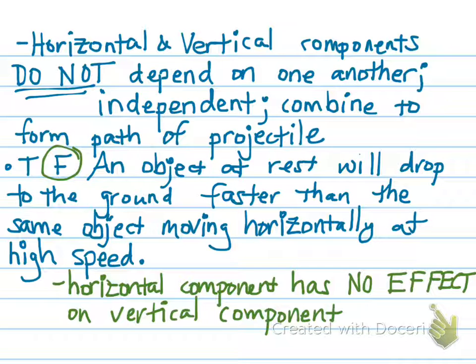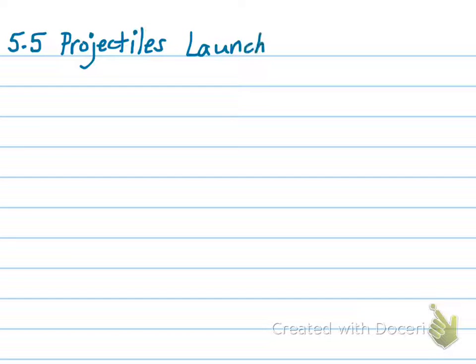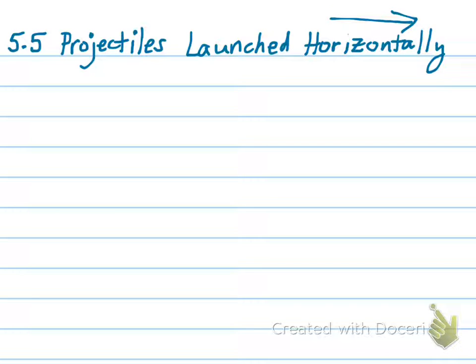So we're going to look at this again in more detail as we move into focusing on this horizontal portion. Section 5.5 is going to focus on the horizontal part of this: projectiles launched horizontally. What that basically means is that we're launching them kind of flat.